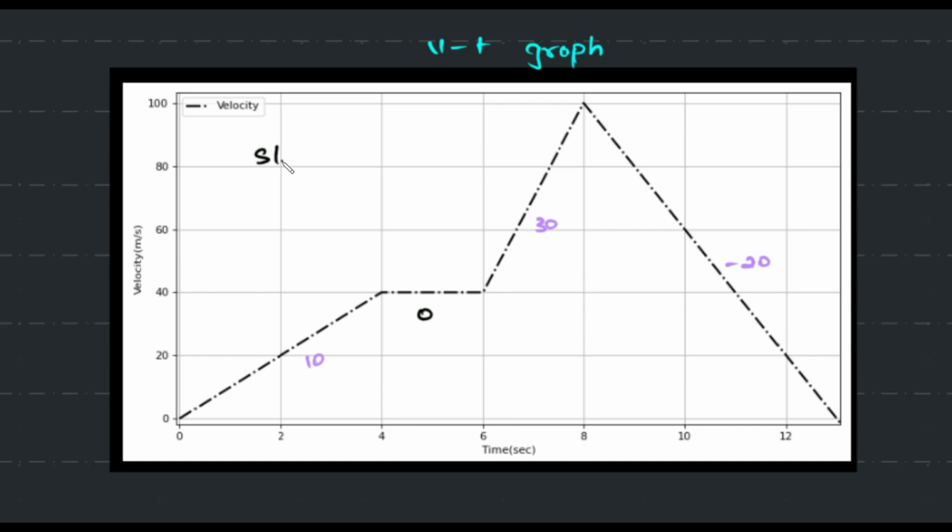So what I used was slope is equal to change along y by change along x. If not, you might know it as rise by run. In this case, along the y we have velocity, along x we have time. And this is nothing but your definition of acceleration.